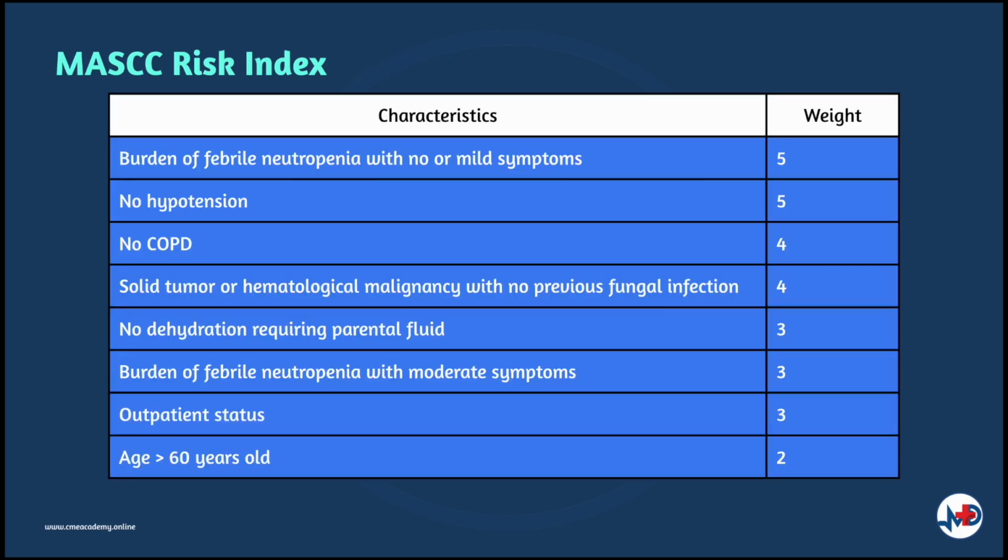This table shows the MASCC risk index or scoring and some causes of febrile neutropenia. So here we have the characteristics as well as the weightage that's given. A burden of febrile neutropenia with no or mild symptoms gets the highest weight. If there's no hypertension, the weight is 5. No COPD, it shows 4. A solid tumor or hematological malignancy with previous fungal infection is 4. No dehydration requiring parenteral fluid is 3. Burden of febrile neutropenia with moderate symptoms, it's 3. Outpatient status 3, and age less than 60 years old is 2.